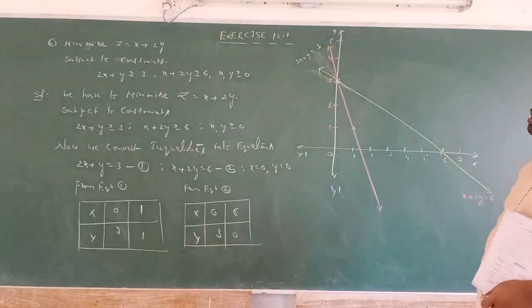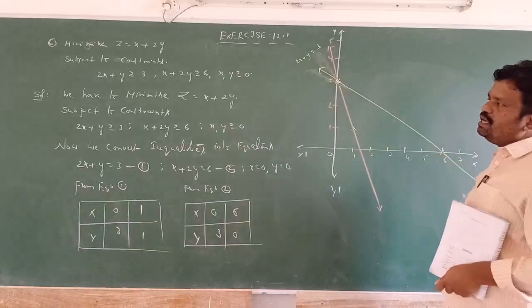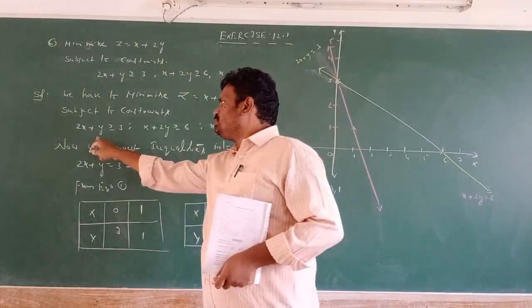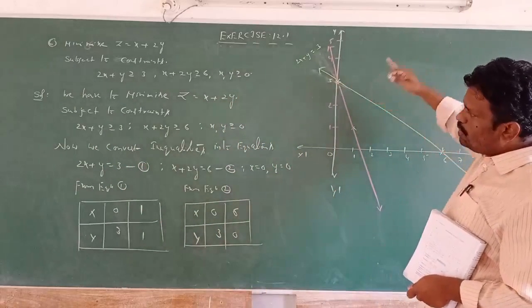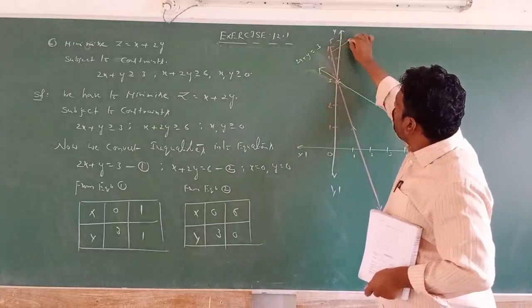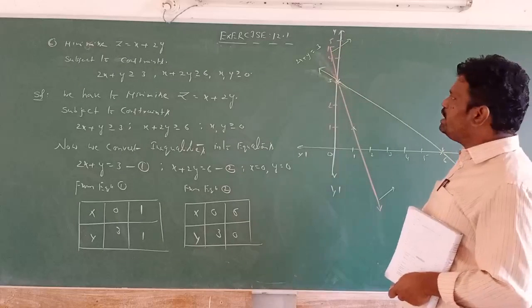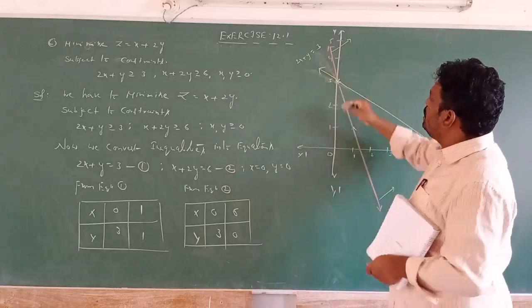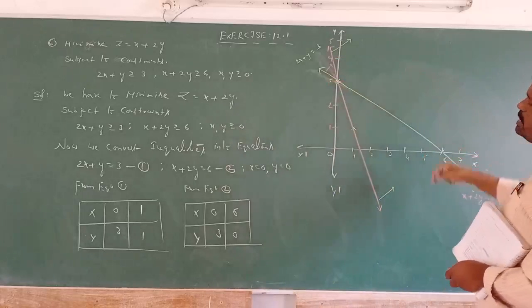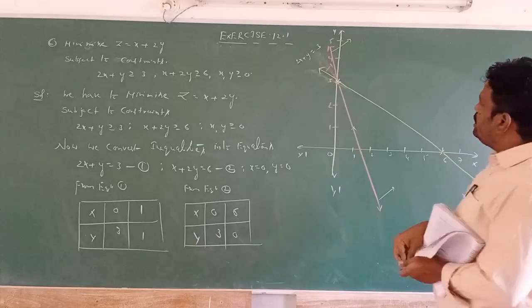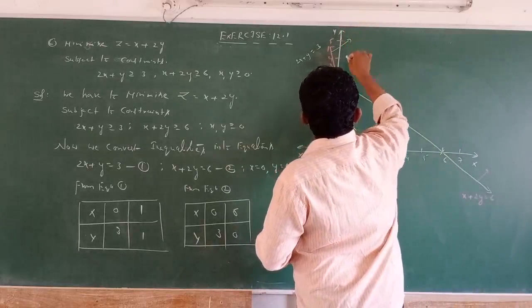Okay, now if you want to shade the portion, any intersect value is not required. The first inequality: if you substitute 0, 0, then 0 plus 0, 0 is greater than or equal to 3. True or false? False. So you draw the region away from the origin. And next one, 0, 0 greater than or equal to 6. This one also we draw away from the origin, on this side. So now this portion is the unbounded portion.